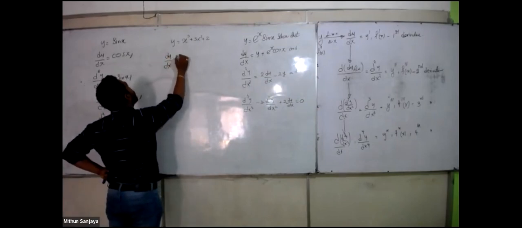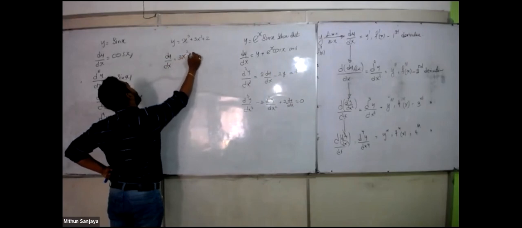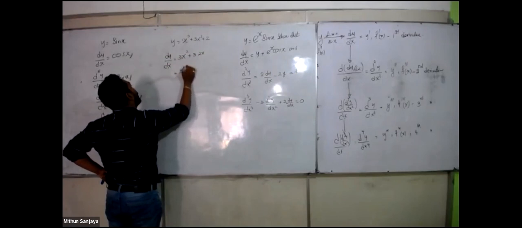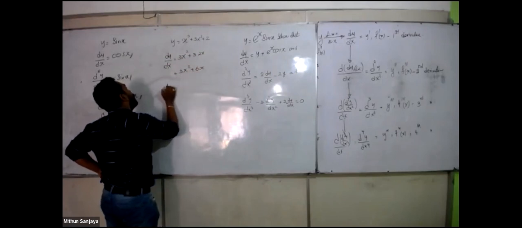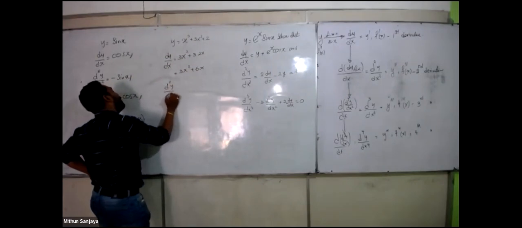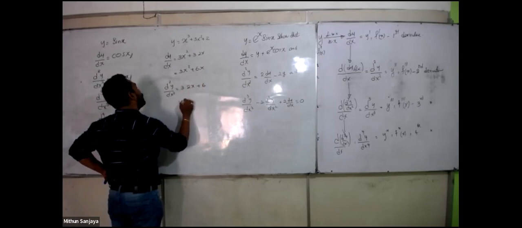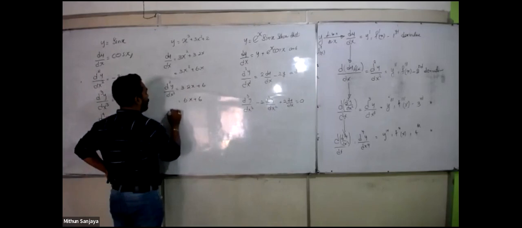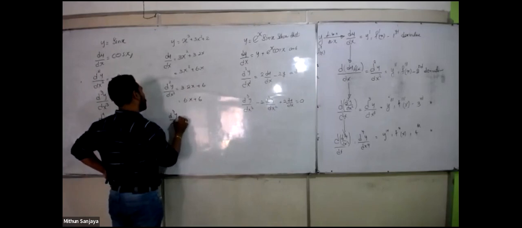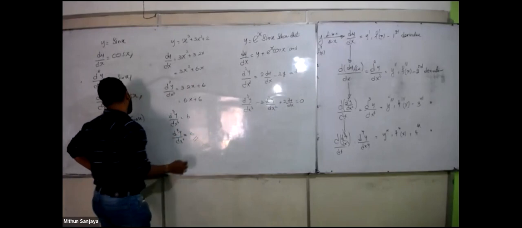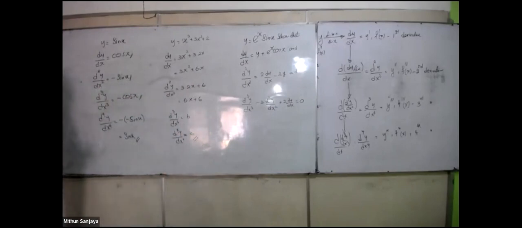dy over dx is 3x squared plus 6x. Now the second derivative, d squared y over dx squared, is 3 times 2x plus 6, which is 6x plus 6. Third derivative: the value is 0. Like that, we can get the differentiation of that.